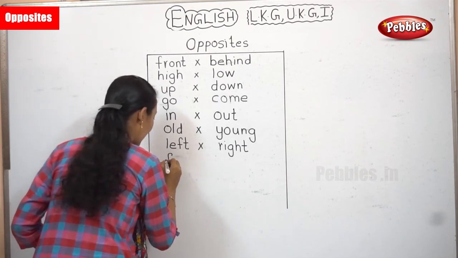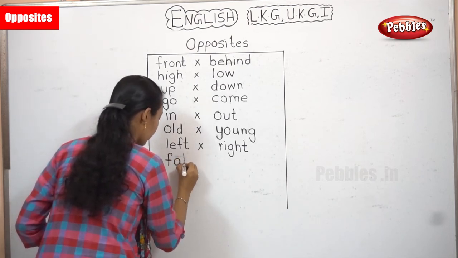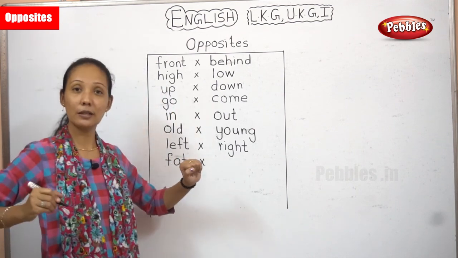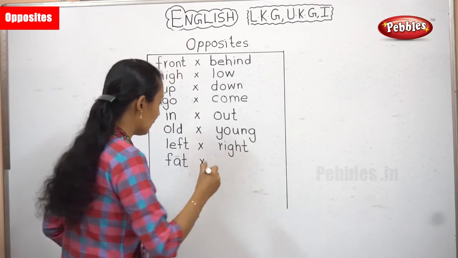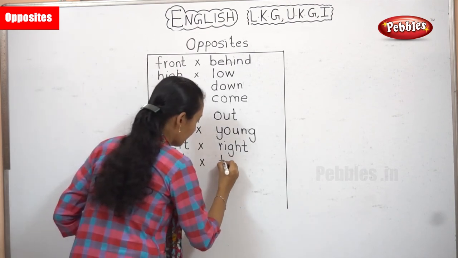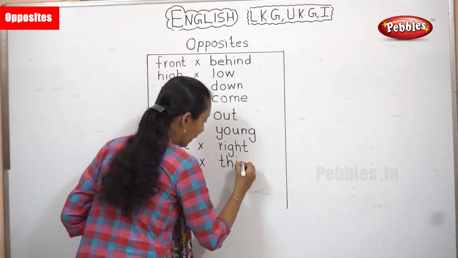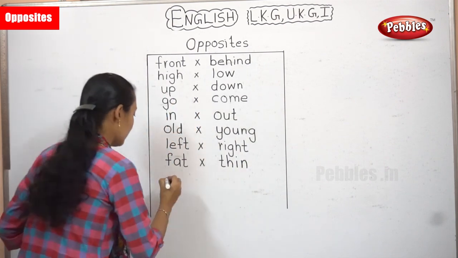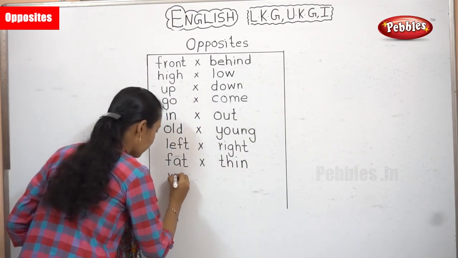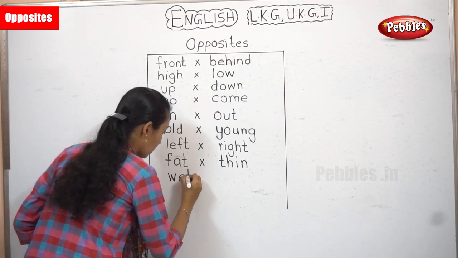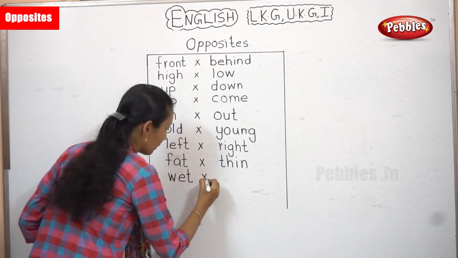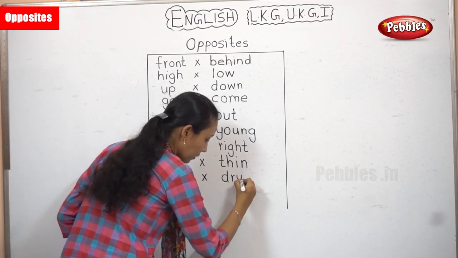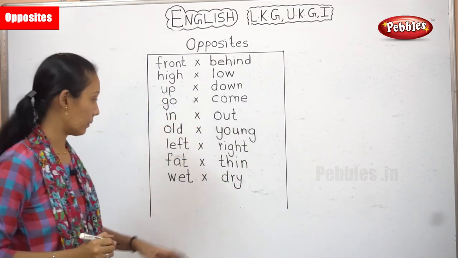Next one is fat. Now opposite of fat. A fat person, and then yes, thin, a thin person. The opposite for fat is thin. Next one, wet. What's the opposite for wet? Dry. The opposite for wet is dry.